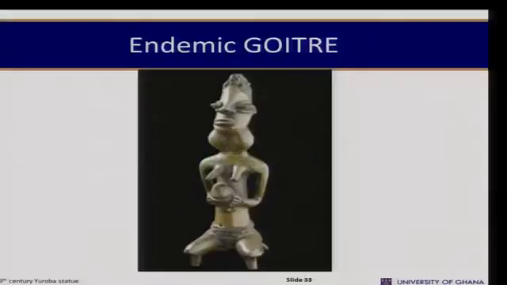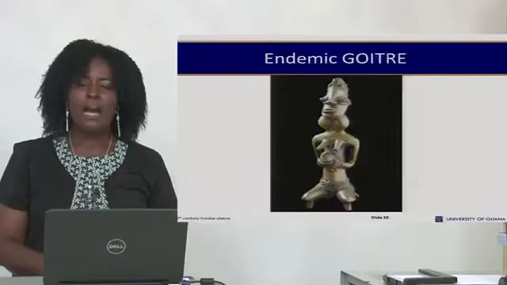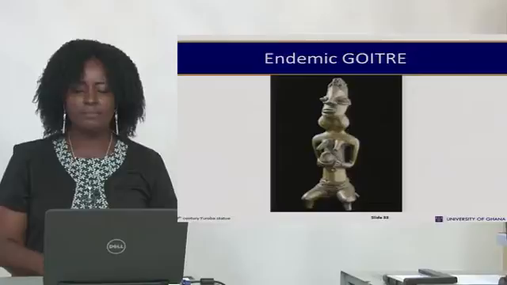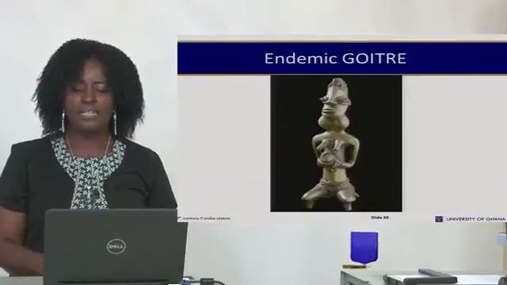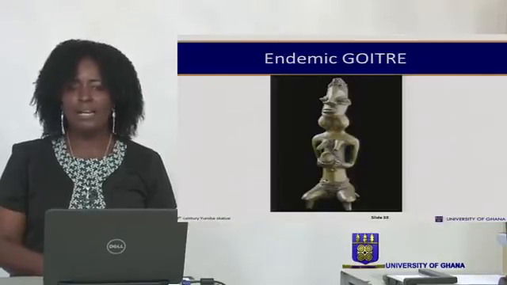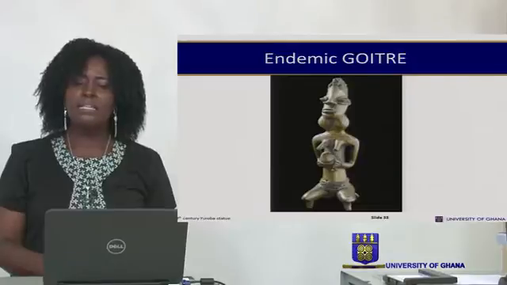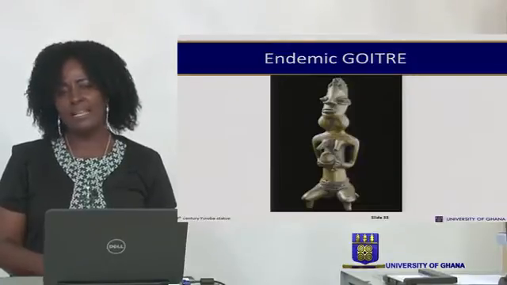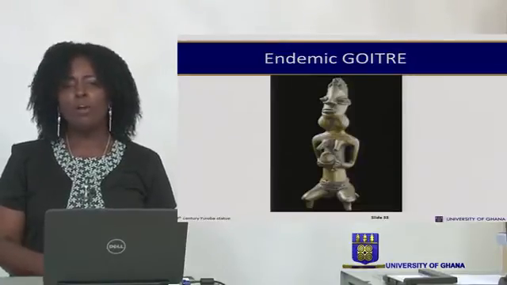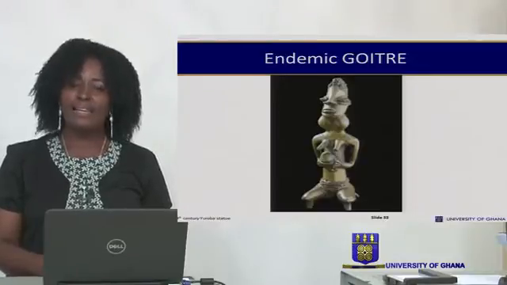Endemic goiter. As you can see from this Yoruba statue that was carved in the 19th century, it suggests that the problem of goiter is very, very old in our society. And it even has its name in many local dialects. Among the Akan, they call it compo and the like.